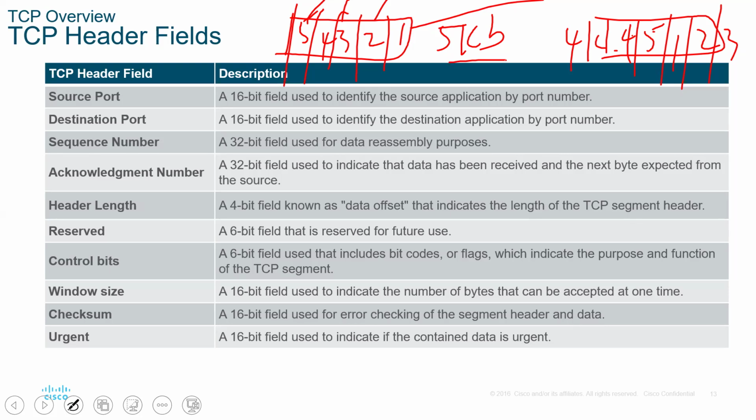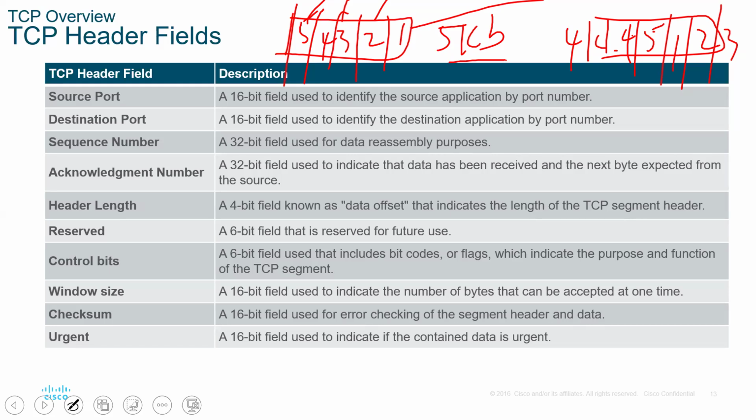The header length usually is the length of the header information. Then the reserved field is a 6-bit field that is reserved for future use. The control bits include bits to flag which indicate the purpose and the function of the TCP segment. The window size is a 16-bit field used to indicate the number of bytes that can be accepted at a time. That's the window size.